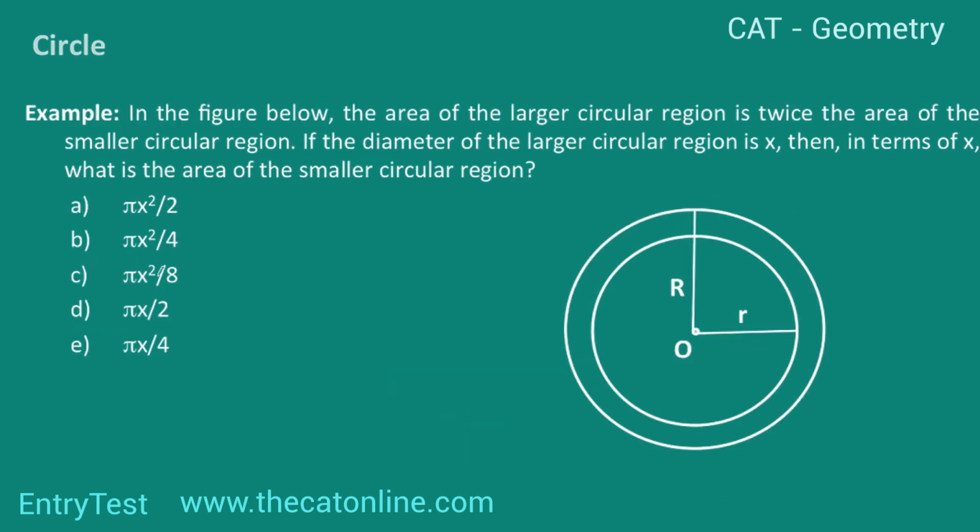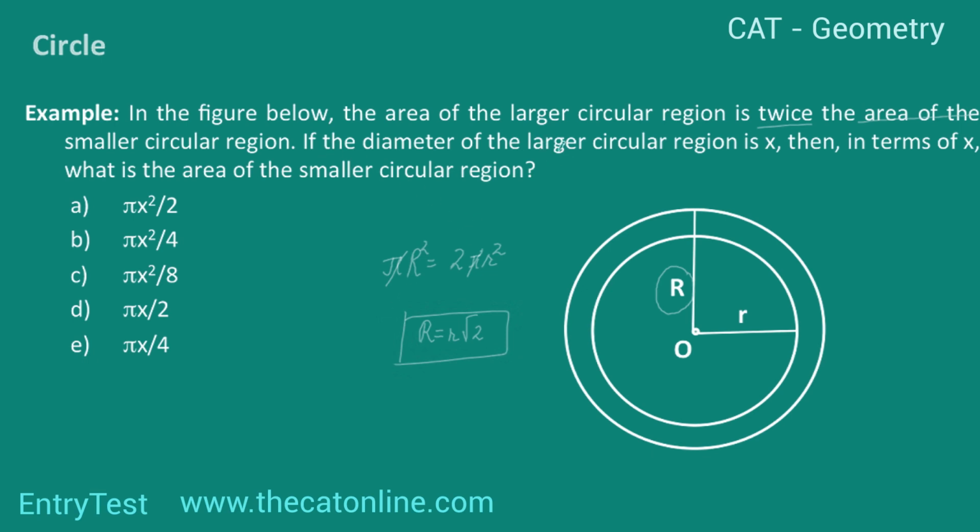Let's look at an example for circular ring. In the figure given below, the area of the larger circular section, whose radius is given by capital R, is twice the area of the smaller circular section. So I will look at it that pi R square is twice of pi small r square. I would get the relationship between the two radii. So the radius of the bigger circle is root 2 times the radius of the smaller circle. This is the relationship between the radii that I get.